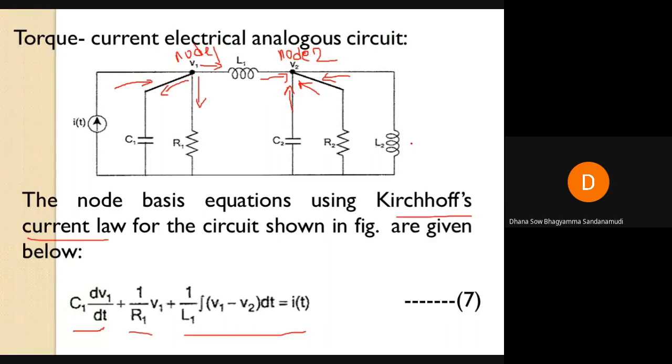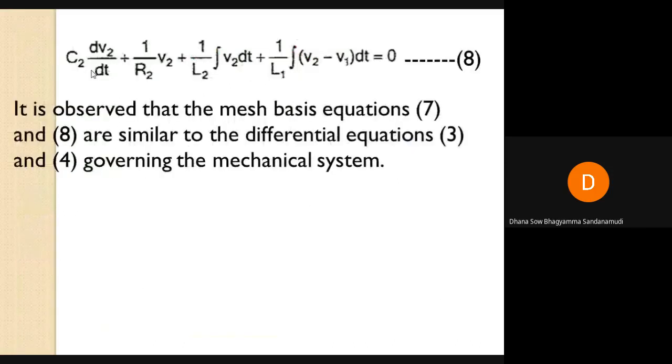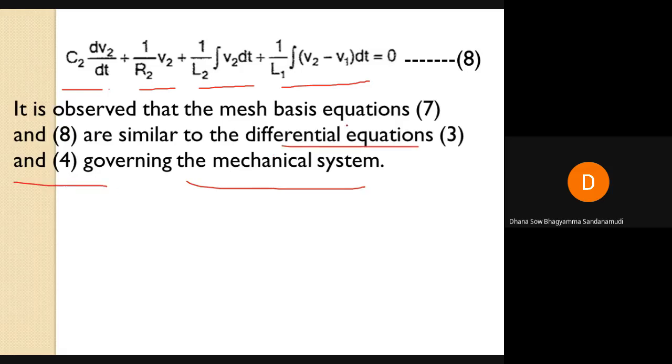Okay, the currents are entering. Current entering through C2 at node 2 is C2 dV2 by dt. Next, V2 by R2. Next, 1 by L2 integral of V2 dt. Next, 1 by L1 integral of V2 minus V1 dt equal to 0. Now compare this equation number 8 with the differential equations which you have got for the mechanical system.